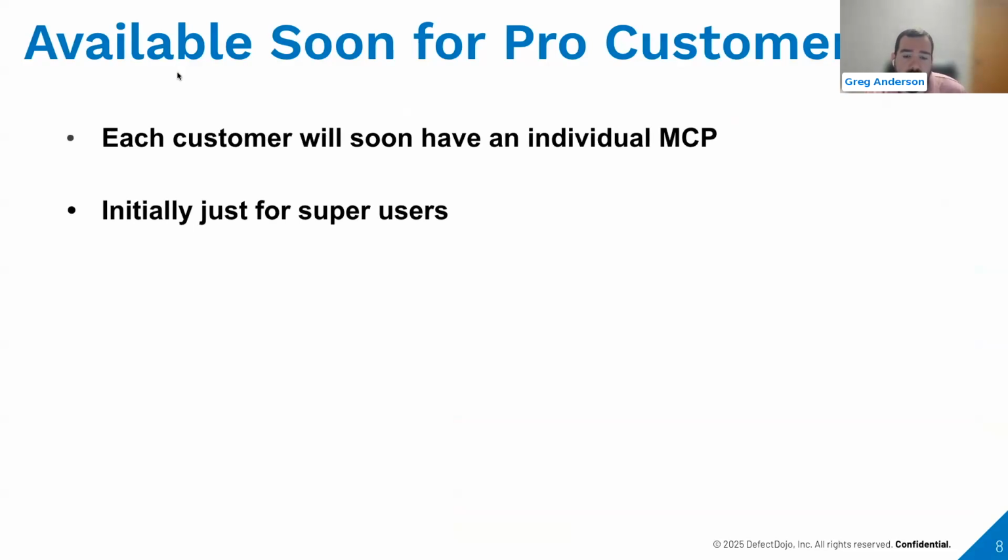And so to protect customers, we're rolling out the MCP on a per customer basis, and it will initially just be accessible for super users. This is just to keep everyone's data completely separate.